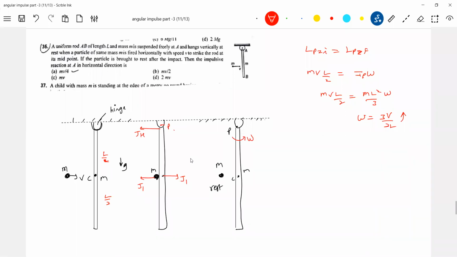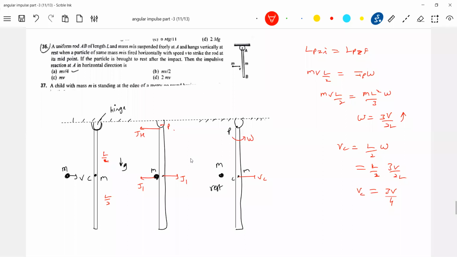Will there be any velocity of center of mass? There will be velocity of center of mass. So the center of mass will have velocity. How much is it? Vc. So the effect of impulse is such that Vc, what is Vc equal to? L by 2 omega. At that instant, we are discussing everything at that instant. So L by 2 times 3v by 2L, so 3v by 4 is the velocity of center of mass.